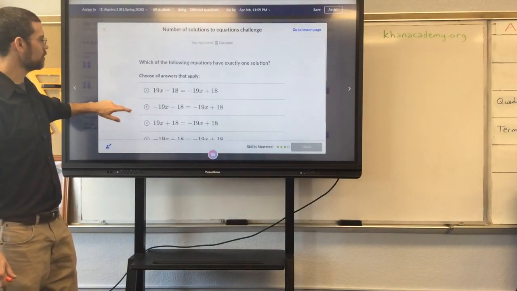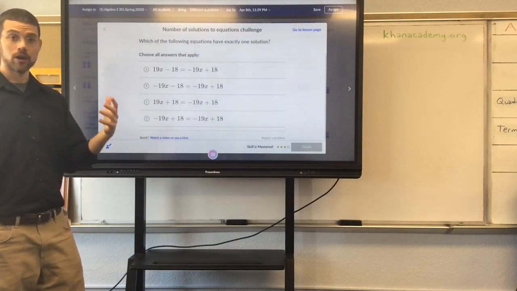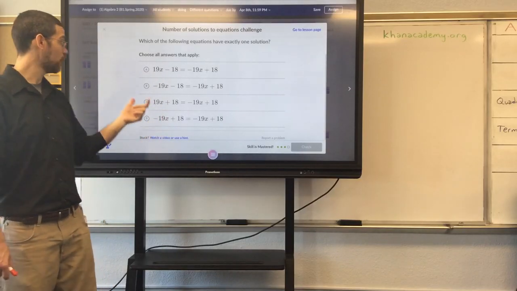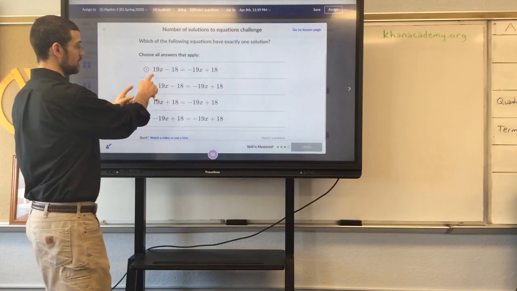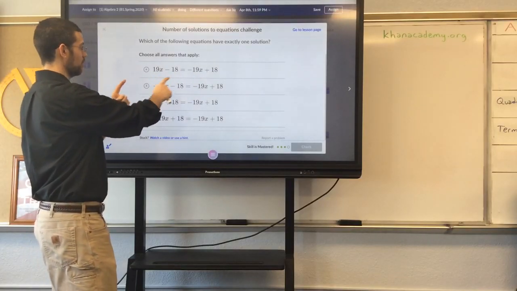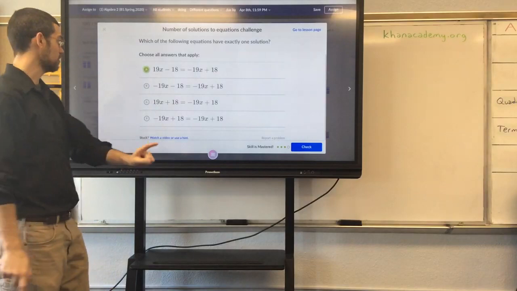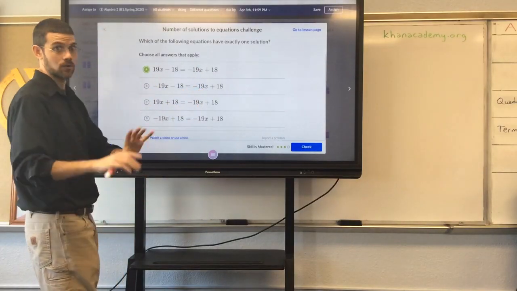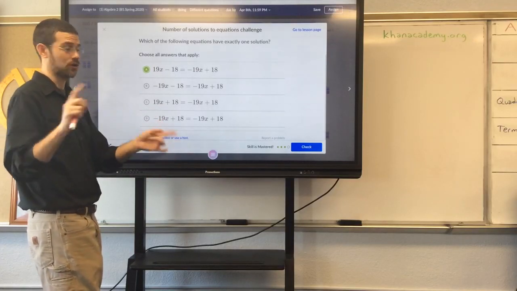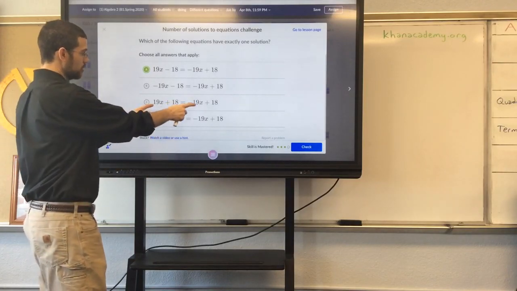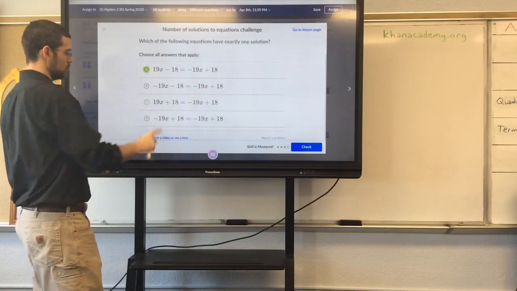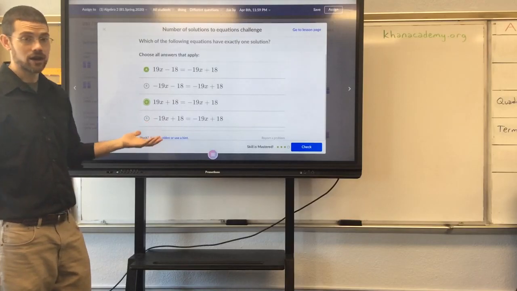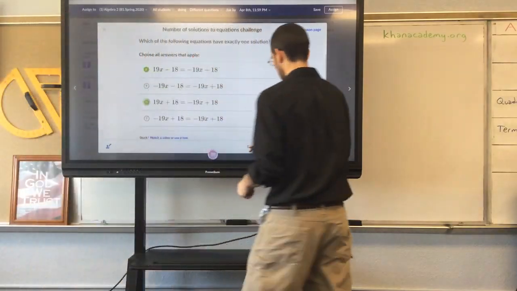Last one, which of the following equations have exactly one solution? Well, that means the only condition that has to be met is that I have different number of x's on both sides. 19x is not the same as negative 19x, so that has exactly one solution. Negative 19x is the same as negative 19x, so that's going to have either no solutions or an infinite number. These are different number of x's, so that has one solution. And these are the same number of x's, so it either has no solutions or an infinite number. And we're done.